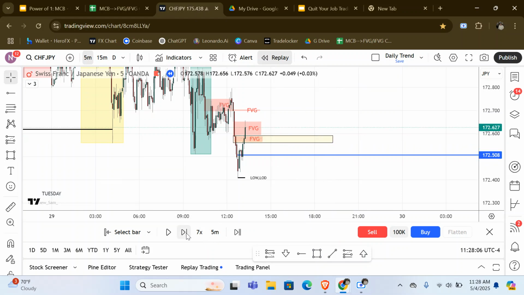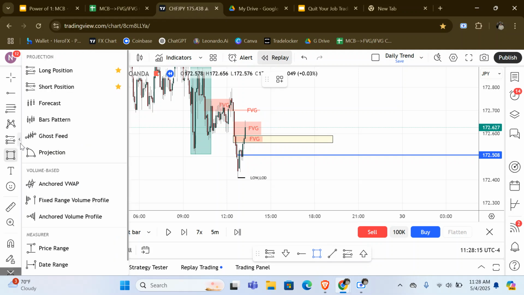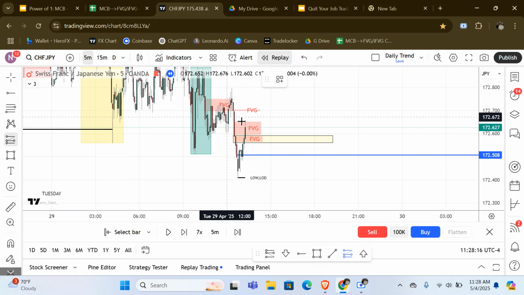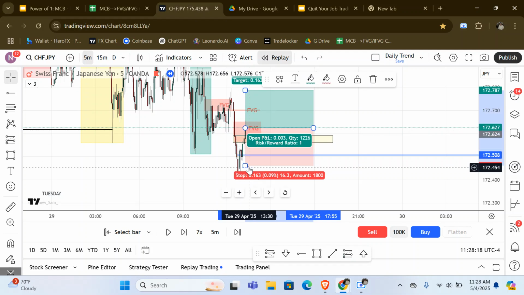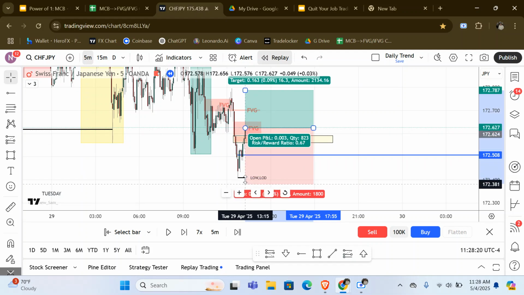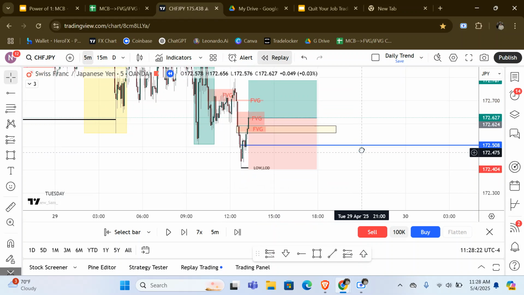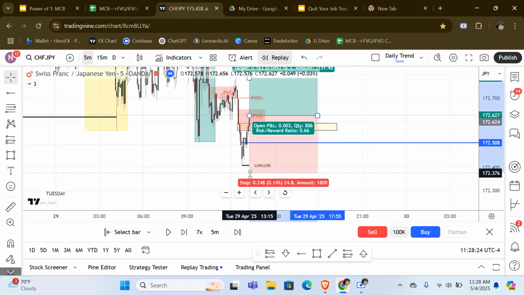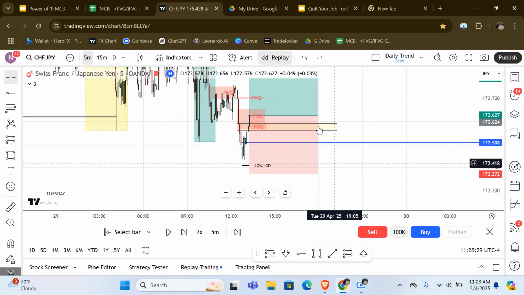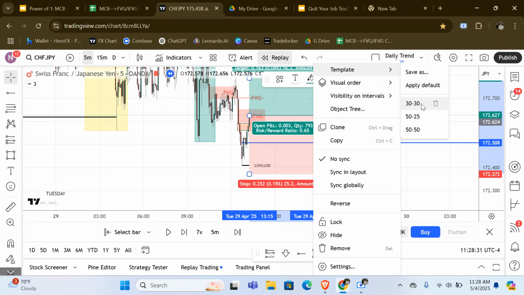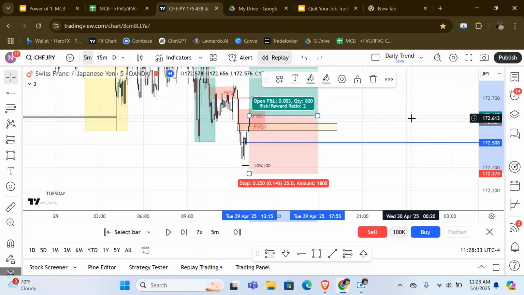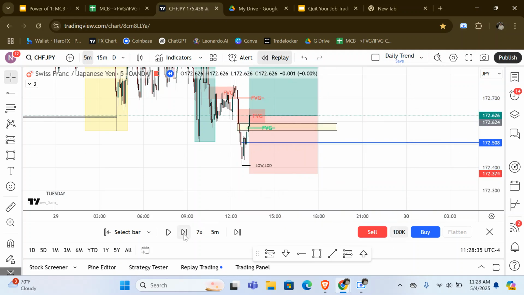So let's see what happens here. This gap is about to disappear. So let's just say we take an entry here for the sake of discussion. Long position, take it here, and we're going to put our stop below the low of the day. So this is about a 20, we'll do a 25 pip stop. I always preach 1 to 2 is fine. So we'll do 25, 50, like that. And let's see if this fair value gap holds.